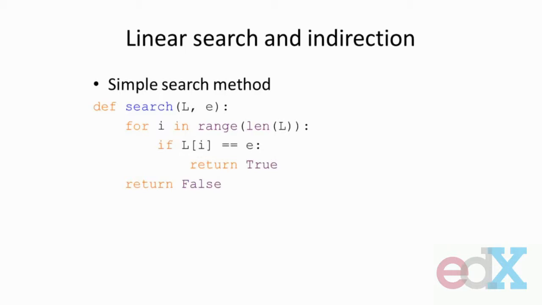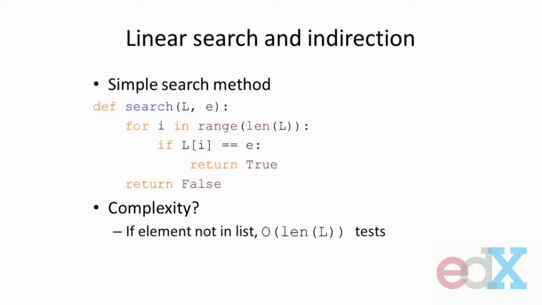Okay, simple method, and you already know what the complexity is here, or should be able to guess it. If the element's not in the list, I'm going to have to go through a number of tests equal to the length of the list. So the complexity is the order of the length of the list. I might stop a little earlier if I actually find it, but we're always interested in the worst case behavior, and so at best, this is linear in the length of L.